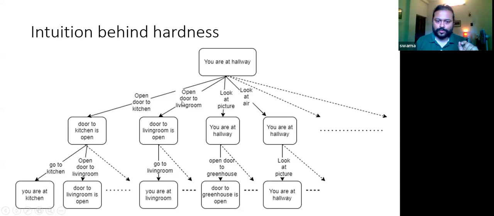Like you can open the door to the kitchen, open the door to the living room, look at the picture, look at the air. There can be multiple different actions. Once you take those actions, it's going to go to the next step. If you open the door to the kitchen, the door of the kitchen will be open. Open the door to the living room, the door to the living room will open. Now, once you go to this next step, there again can be multiple different sets of actions. So this tree is going to grow. This thing is going to grow exponentially.